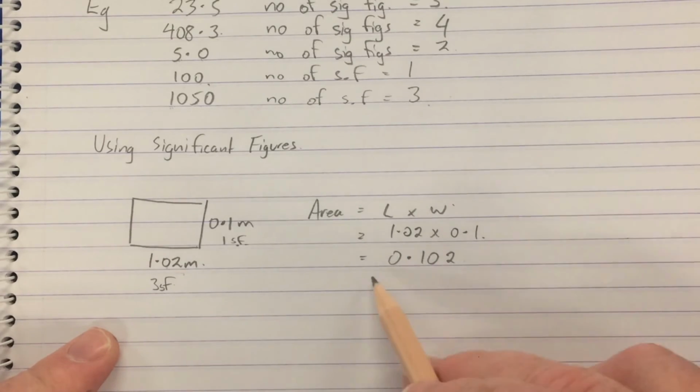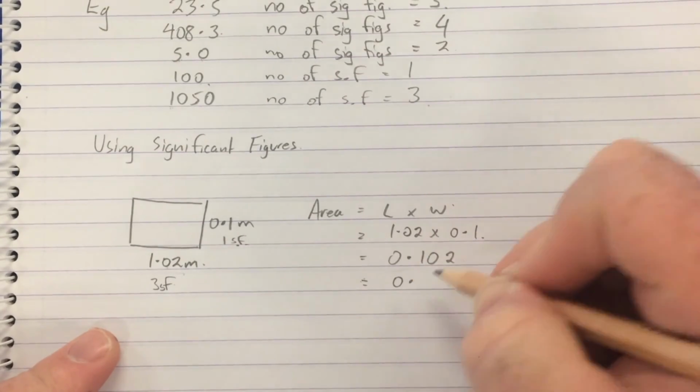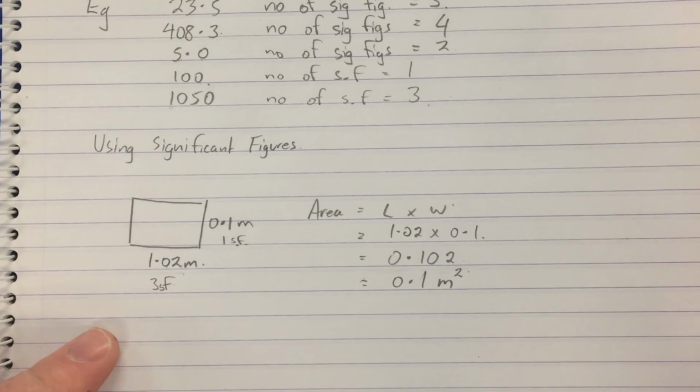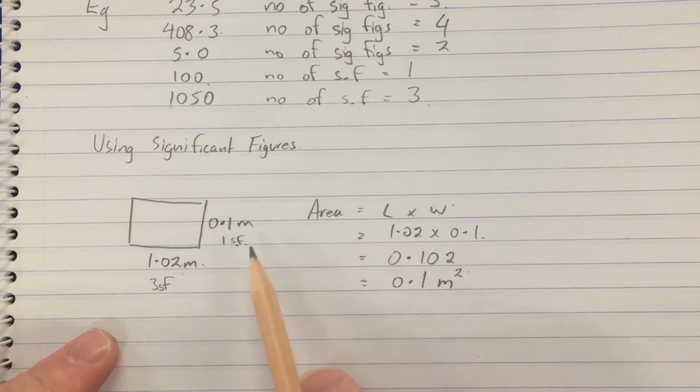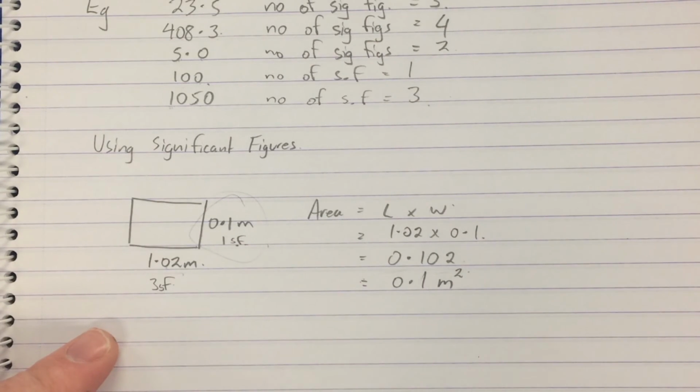So in this case, we can only express our answer with one significant figure. So our answer will be 0.1 square meters. Alright, so the 0 and the 2 we're not going to include because we can only use the same number of significant figures as the value that has the least number of significant figures comprising the values that we use to calculate our answer. And that's how we use significant figures.